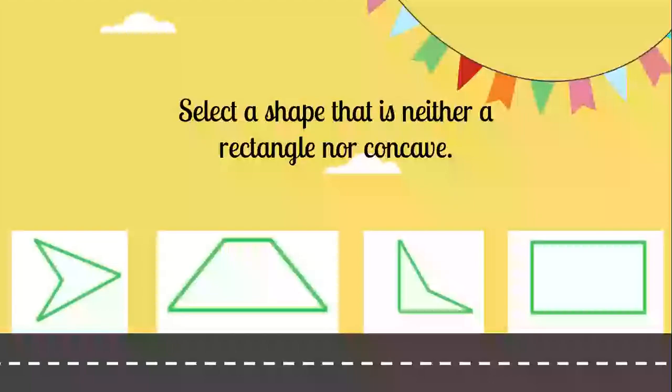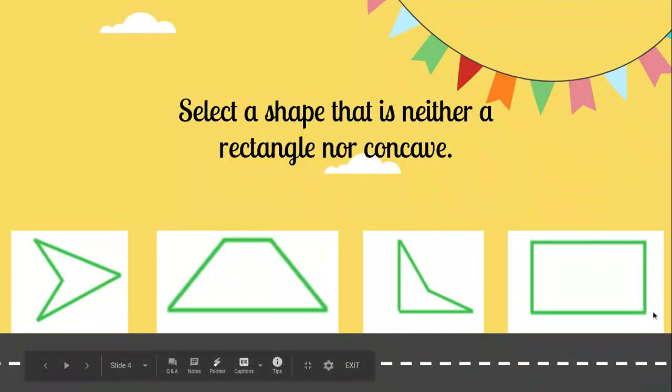So, well, I can get rid of one really easily. And that one is this one right here because it's a rectangle. This says select a shape that is not a rectangle or concave. So I know it's not this one because this is so clearly a rectangle.